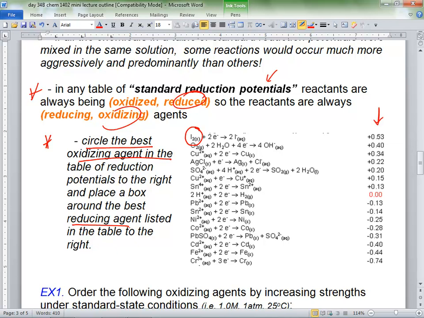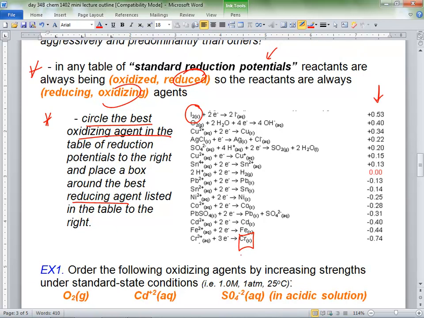They could give standard oxidation potentials. Exact same table, flip all the reactions, change all the signs. But they don't, so we have to do that ourselves. Okay, this guy is getting oxidized, so he's a reducing agent. He's the most positive because we're talking about agents now. These are reactants. So he's the most positive, chromium solid. Draw a box or write him in the blank. Okay?